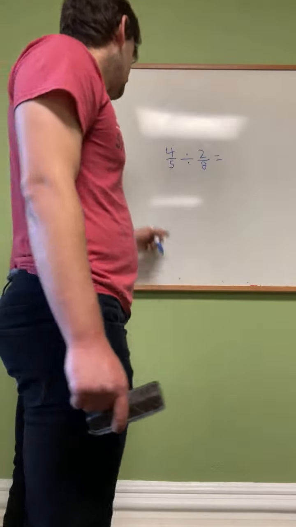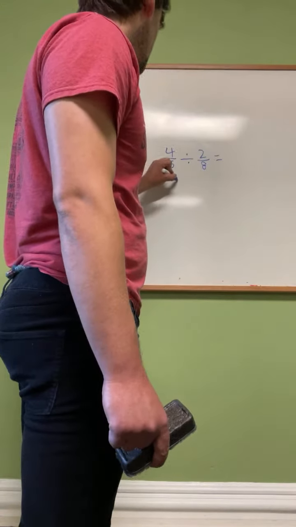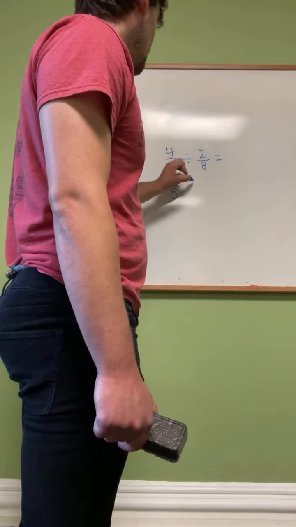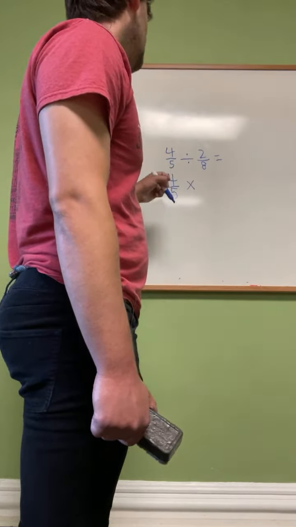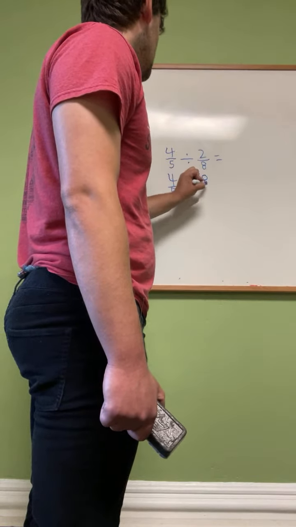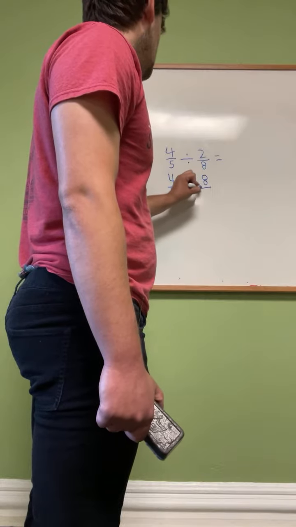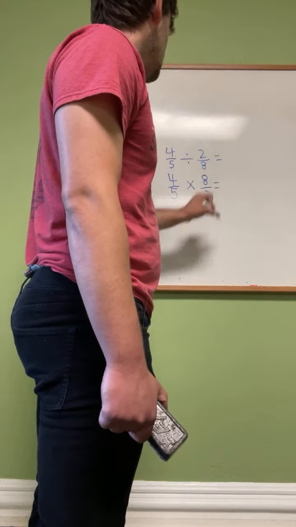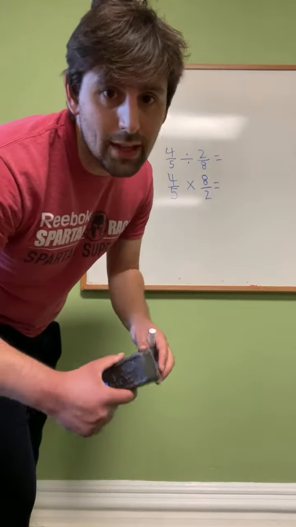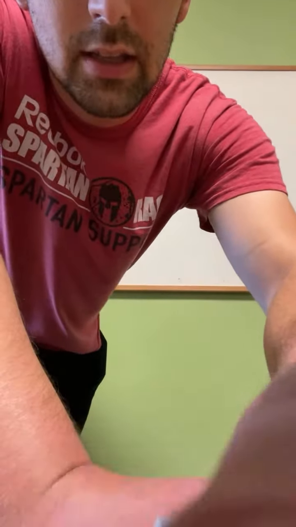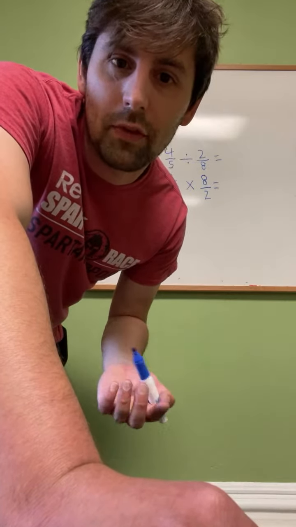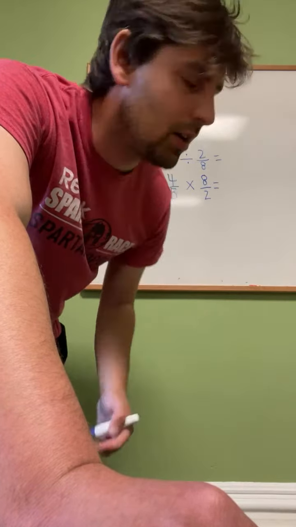All right, so now we keep, change, flip. So 4/5 is going to stay the same. The division sign is going to be a multiplication sign. The 2/8, we flip that to 8/2. Now I'm going to show you how to solve the multiplication aspect of this, if you can't do the multiplication in your head. Here's how.